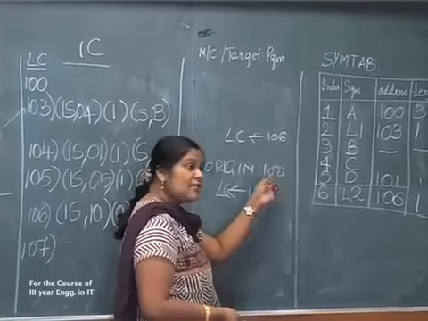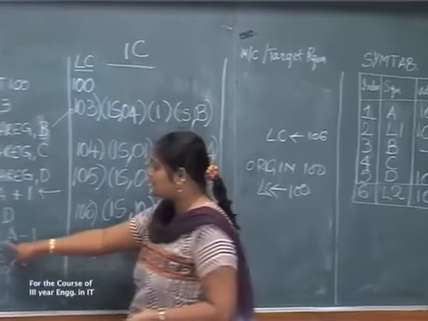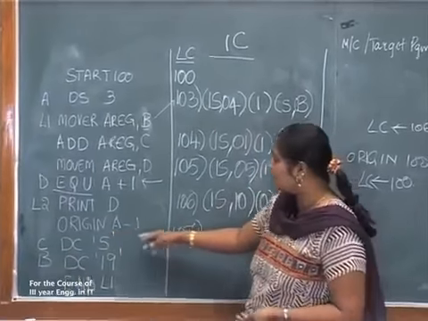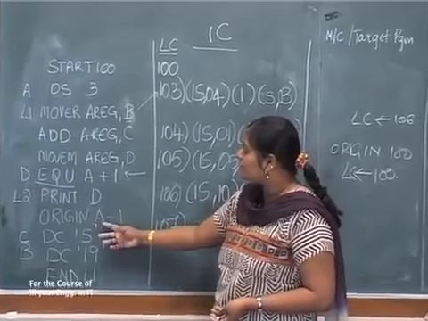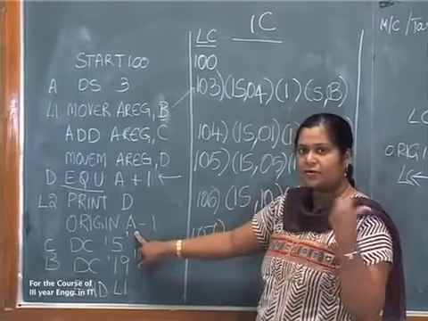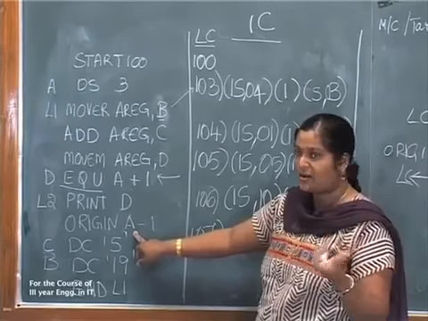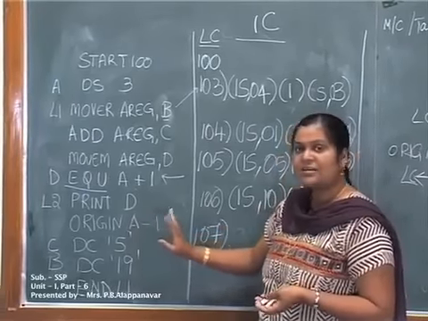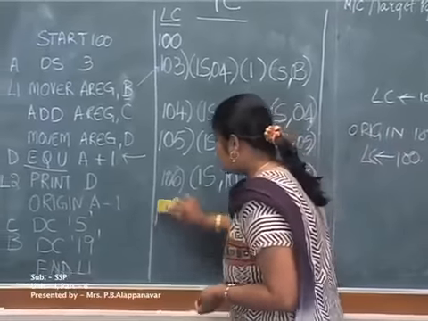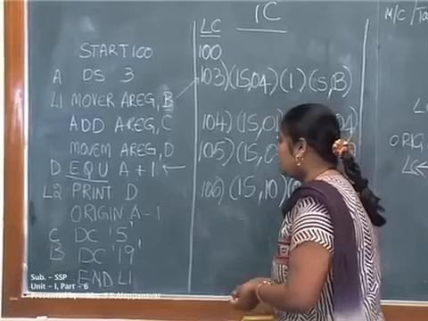Instead of a constant, you can have something like A minus 1, where the operand is a memory location given the name A. So take the address associated with A. If you look at the symbol table, it is 100. So 100 minus 1 is 99. So our location counter value now changes to 99.